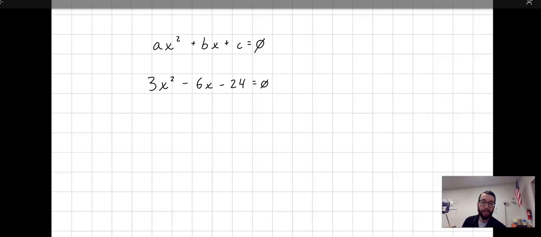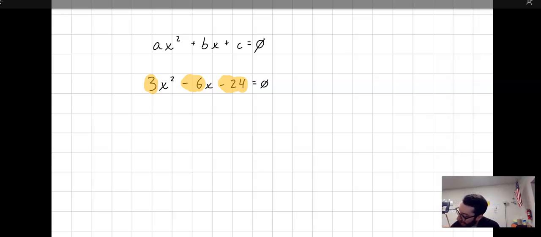Today I'm going to show you a second method for factoring a quadratic equation where a is greater than 1, because in this case my a value is 3, my b value is -6, and my c value is -24. If you look at all three of my values, a, b, and c, they all share a common factor, which is 3.